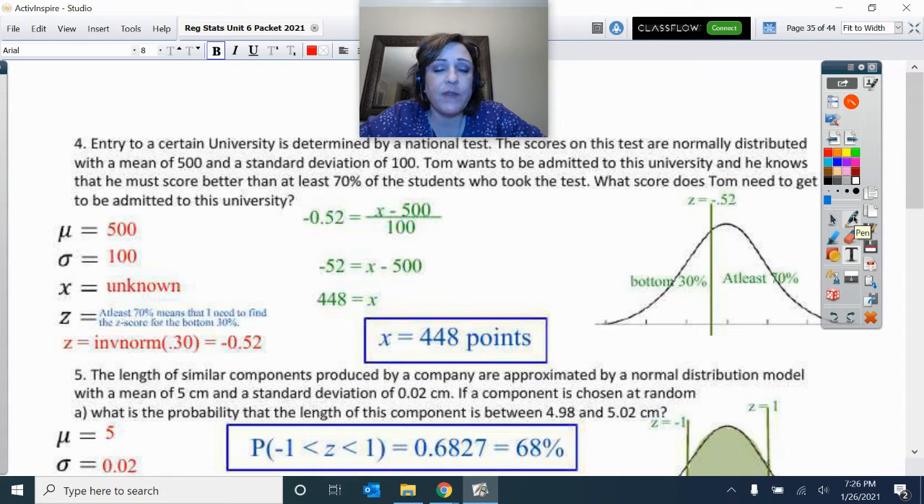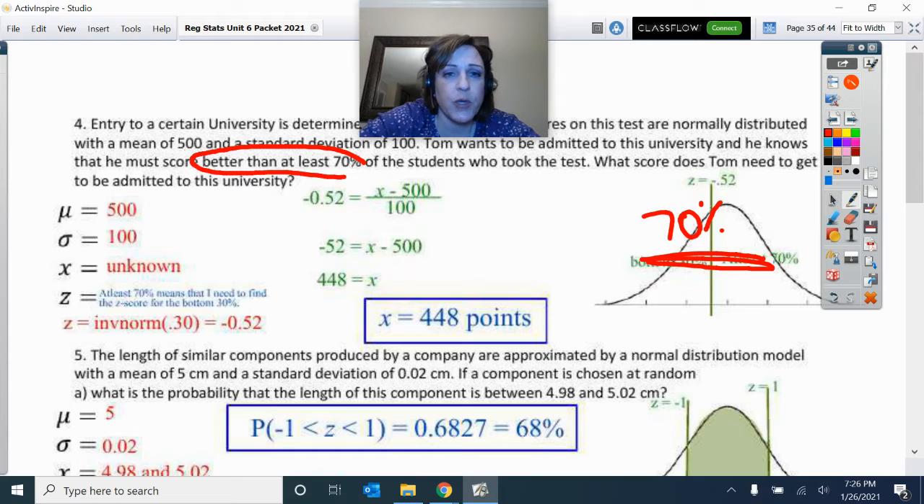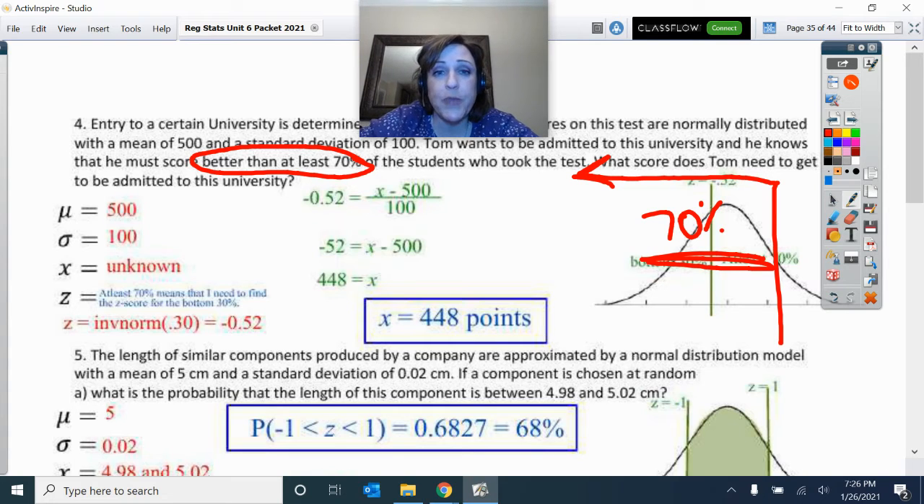So I realized that if you are scoring better than at least 70%, then that means that 70% are below you. So that would be the bottom percent. So you are scoring better than at least 70%, then you have 70% below you. And if you have 70% below you, then this is inverse norm of 0.70, which is a positive 0.52. So I need to fix this here.